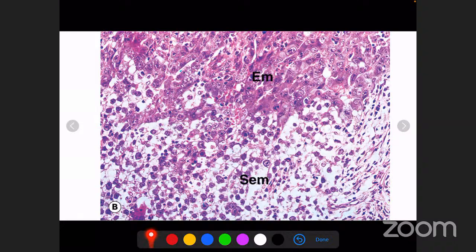So whenever you send a requisition form to the pathology department, always get the AFP levels, beta HCG, and LDH levels done and mention them on the form. It helps us also.